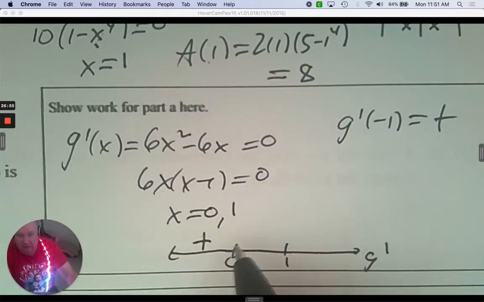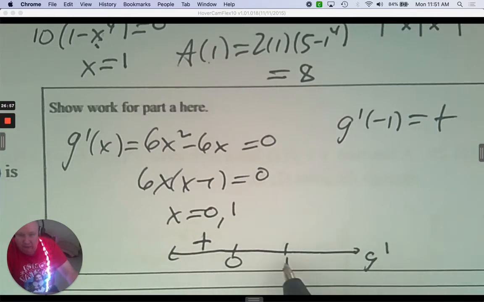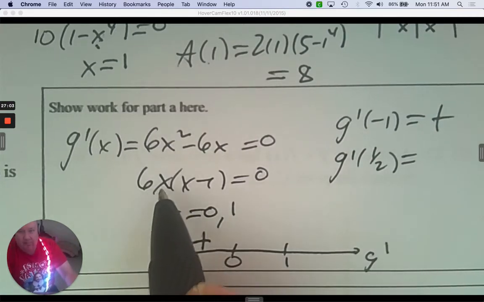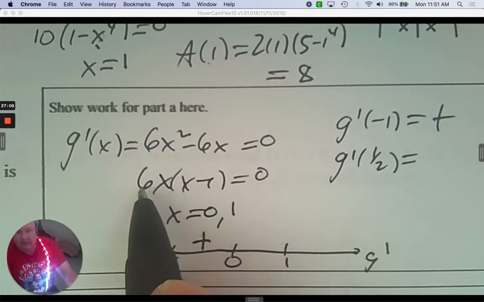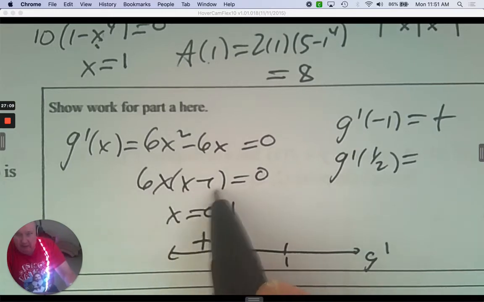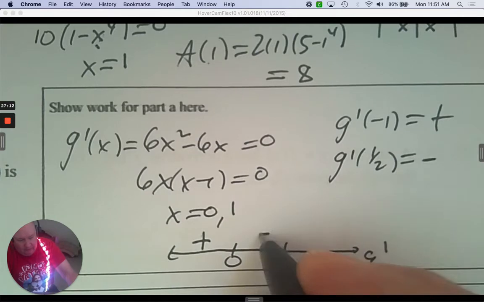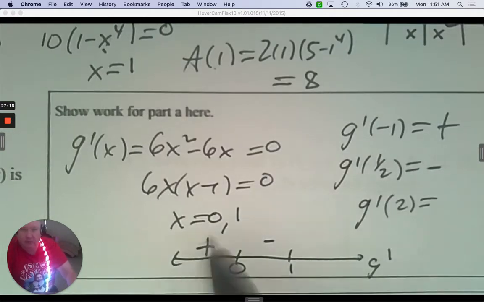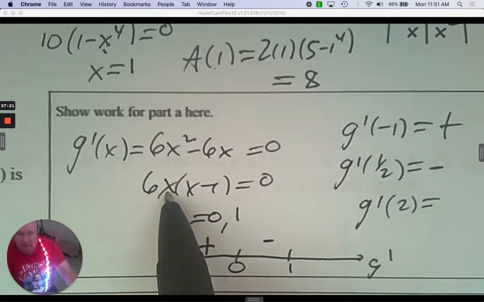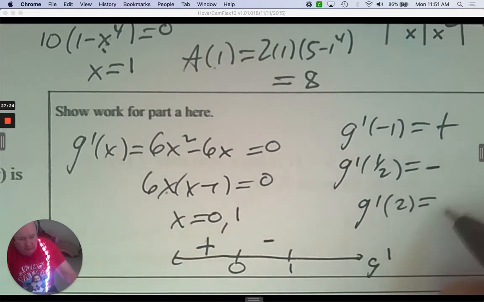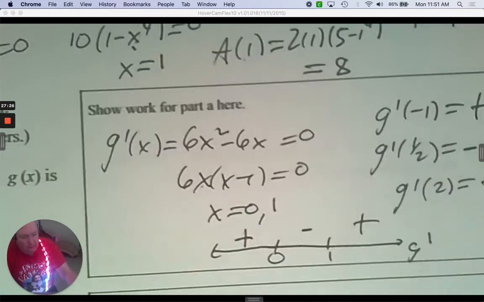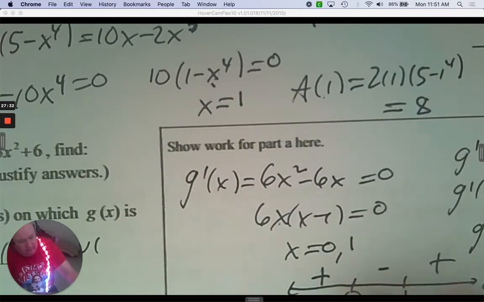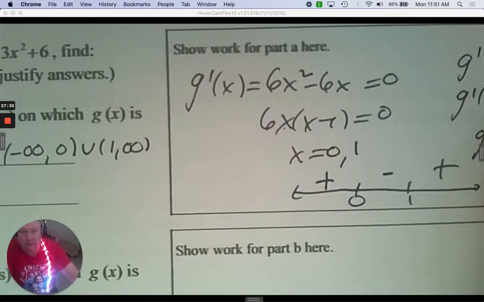So it's increasing up to 0. Pick a number between 0 and 1, like 1/2, and plug it into the first derivative. If I plug in positive 1/2, I get 6 times 1/2, which is positive, and then 1/2 take away 1, which is negative. So a positive times a negative, that interval is decreasing. Then plug in a number bigger than 1 into the derivative. So positive 2, 6 times 2, 2 take away 1, all of it's positive. So now I have my intervals, so I know it's increasing from negative infinity up to 0, and it's also increasing from 1 to infinity using the number line.